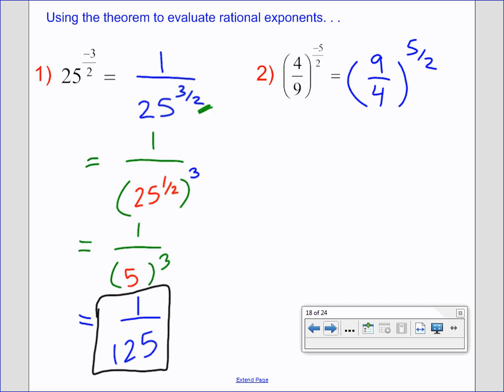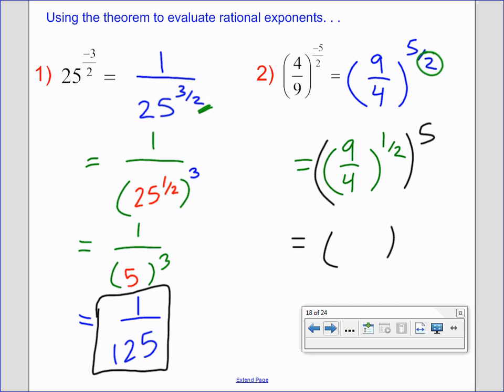Now we'll go ahead and apply the denominator of my exponent first as an nth root. Here we go. That's 9/4 to the 1/2 power, and then all raised to the numerator exponent second. That is the 5th power. We apply the denominator of my rational exponent first as an nth root, get an intermediate result, and then raise that to the positive 5th power. So let's work from the inside out.